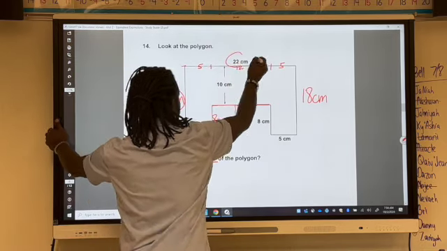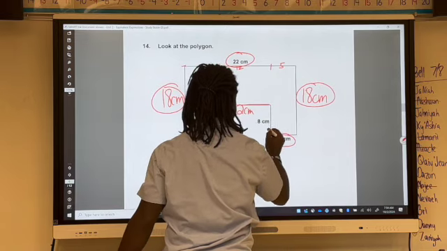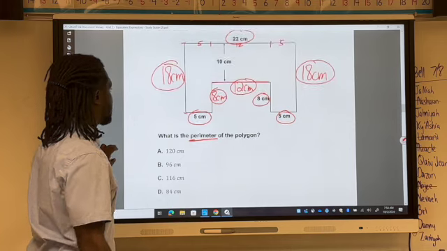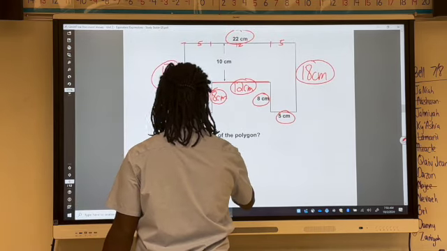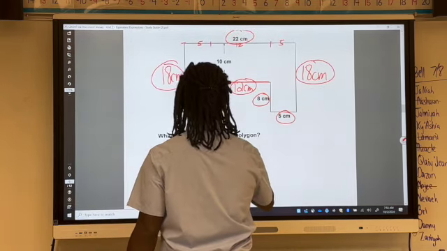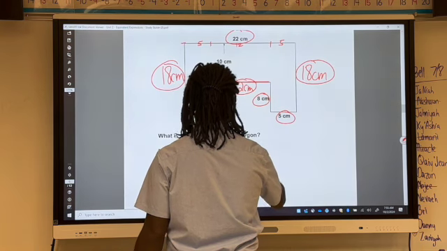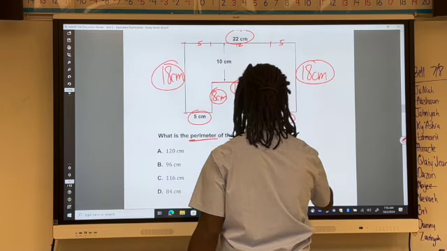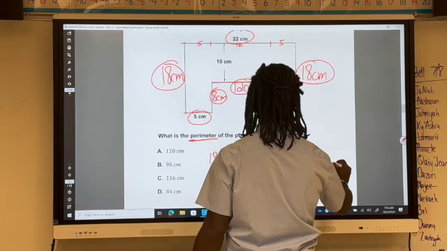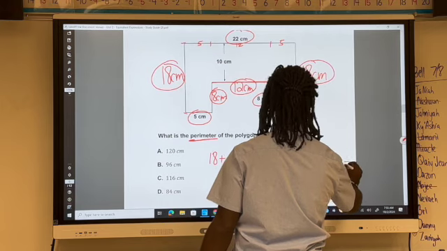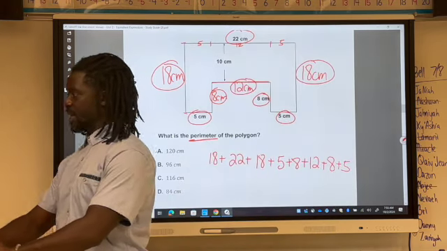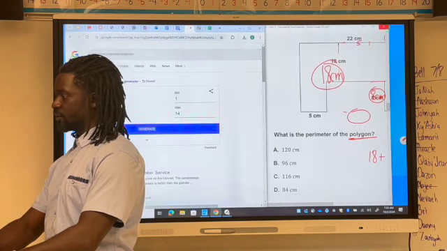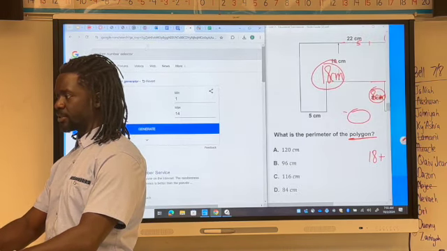Now I have all of my dimensions. I have that side, this side, this side, that side, and I'm just adding all of those up. So I'm doing 18 plus 22 plus 18 plus 5 plus 8 plus 12 plus another 8 plus 5. I don't have my answer key with me right now, so I'll just flip over here real quick and add these up.